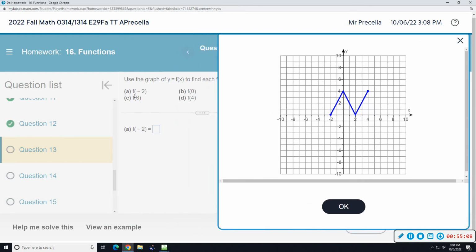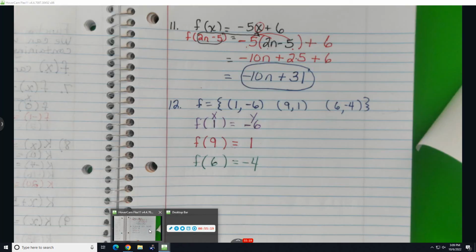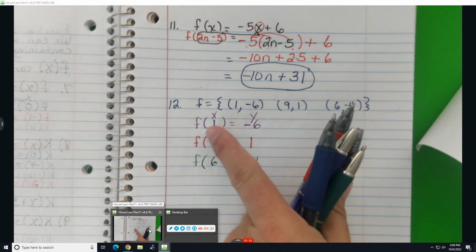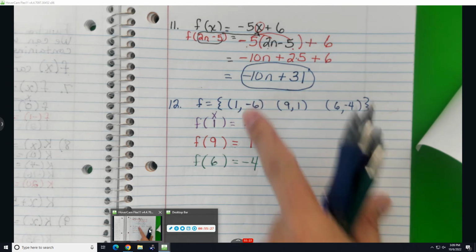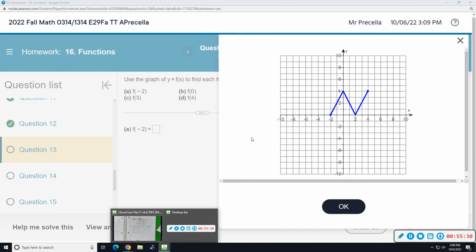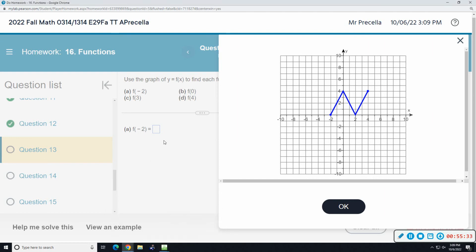It says find f of -2. The number in the parentheses is your x. The answer is the y. That's what we were saying here on number 12. The number in the parentheses, that's the x. Your answer is the y value. On number 13, since it's -2, would it technically be 0 since you don't go up at all? You look at this point, y'all see where my mouse is? The y value there is 0. So f of -2 would be 0.